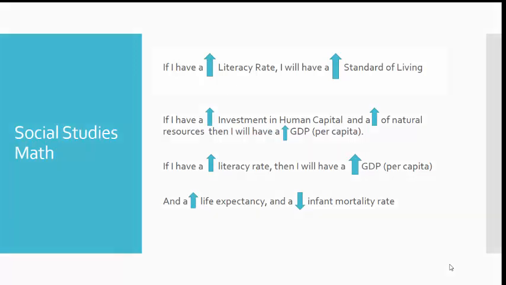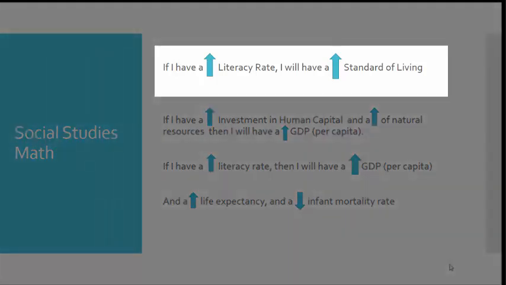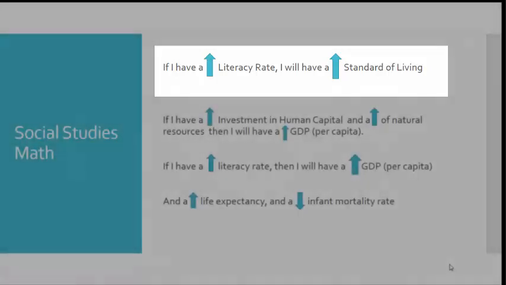So for instance, if I have a high literacy rate, a large number of people reading, probably means that I have a pretty decent educational system in my country, which means that people are going to have better opportunities for jobs, which means they're going to have better opportunities to make money, which means their standard of living will probably be high as well.